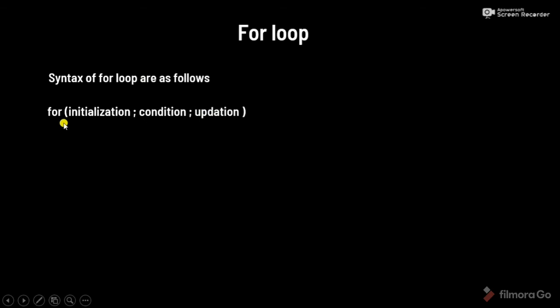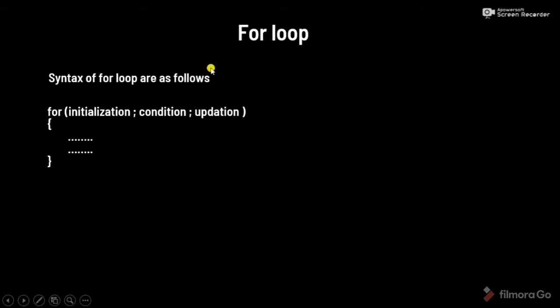So the for loop has three parts. The first is initialization, where we initialize the variable. In condition we check the condition, and depending upon this condition our loop will execute or exit from the body. The third part is the updation part, where we update the variable, and after that we have the body of the loop, and inside this body we write the statements that we want to perform repeatedly.